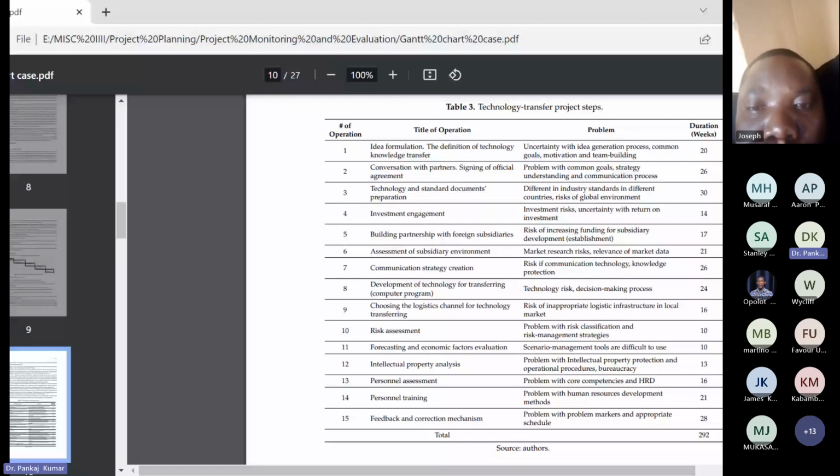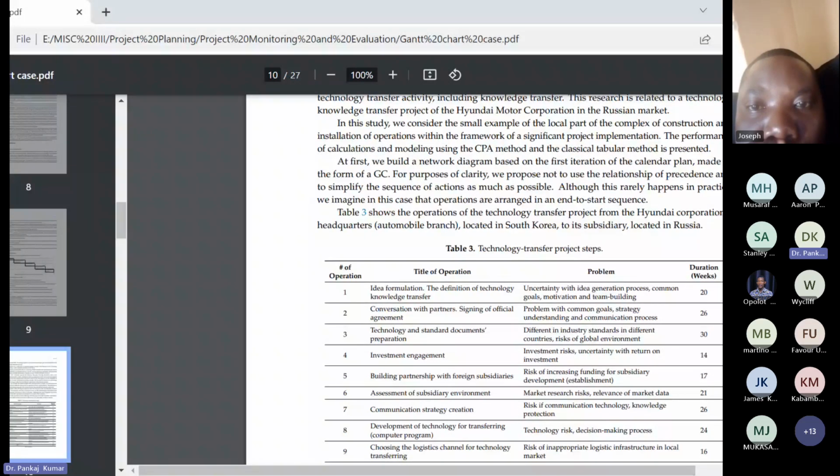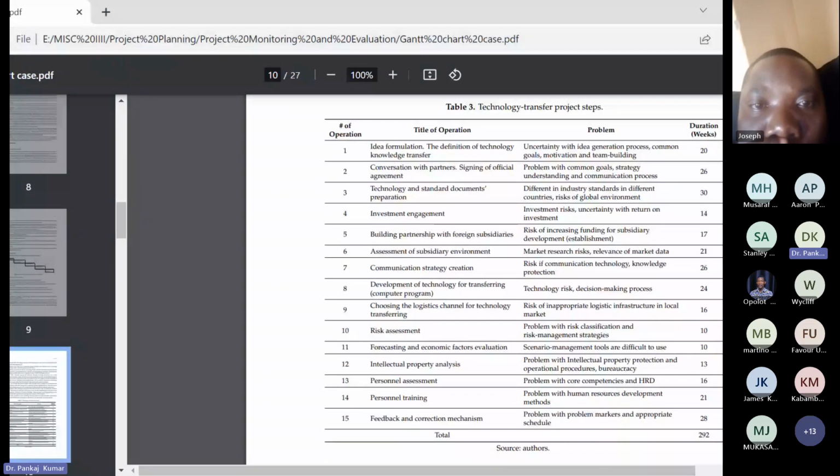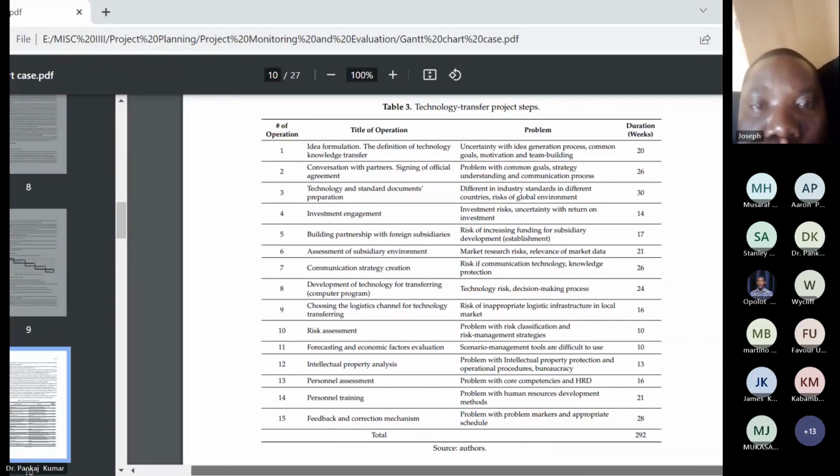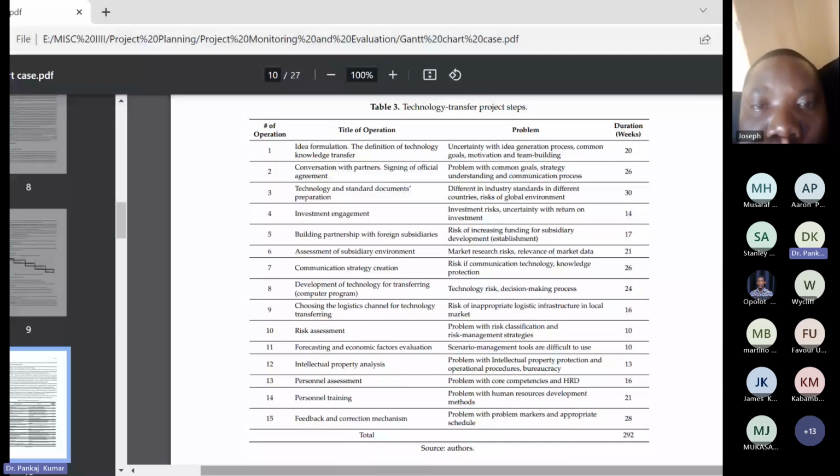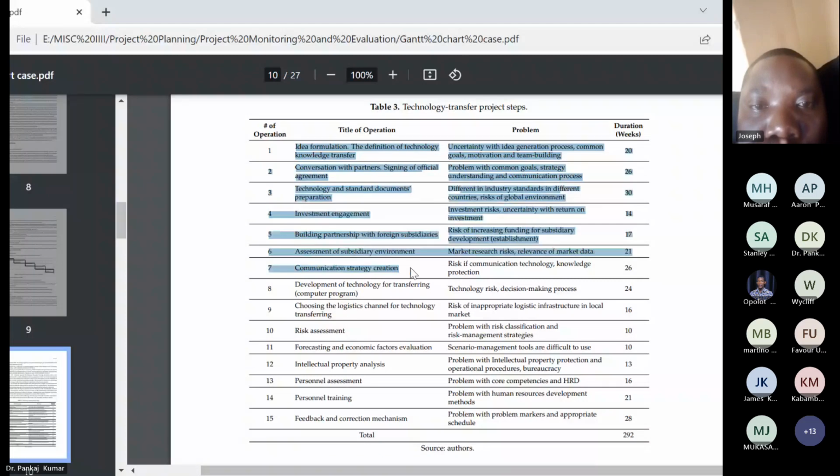Whenever we are working on operations of a technology transfer project, like Hyundai, then we should know the title of the operation, like how the idea was formulated, and then how we are in conversation with the partners.